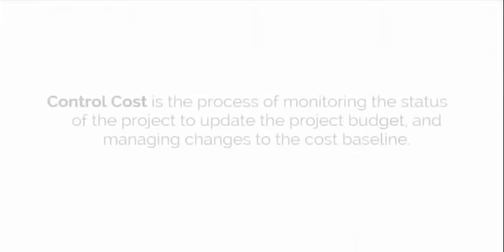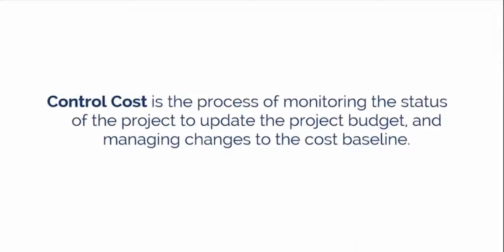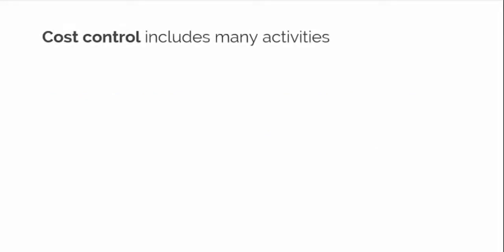Control costs is the process of monitoring the status of the project to update the project budget and managing changes to the cost baseline. Project cost control seeks to recognize variances from plan and then take any needed corrective action and minimize risk. Obviously, there are many aspects of the project that we need to control, such as scope, schedule, and quality, so this is just one piece of the puzzle.